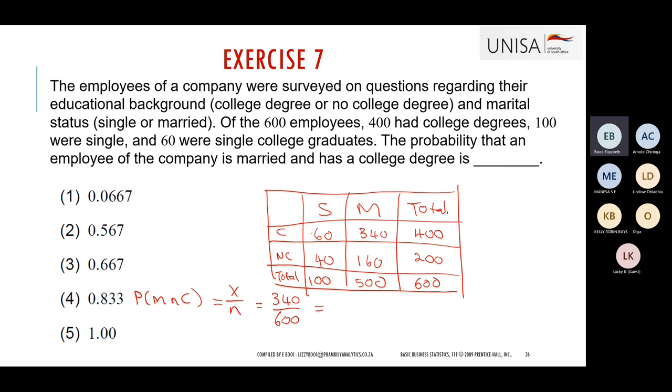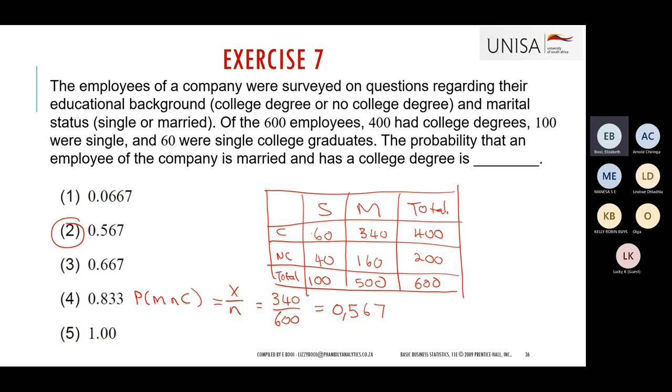And then the probability is 0, I must leave it to 4 decimals or 3 decimals. I think the majority of them are on 3 decimals. So let's see with the first 3 decimals. We get 0.567 if I leave it at 3 decimals. So therefore, only option 2 is correct. And that's how you answer questions on probabilities.